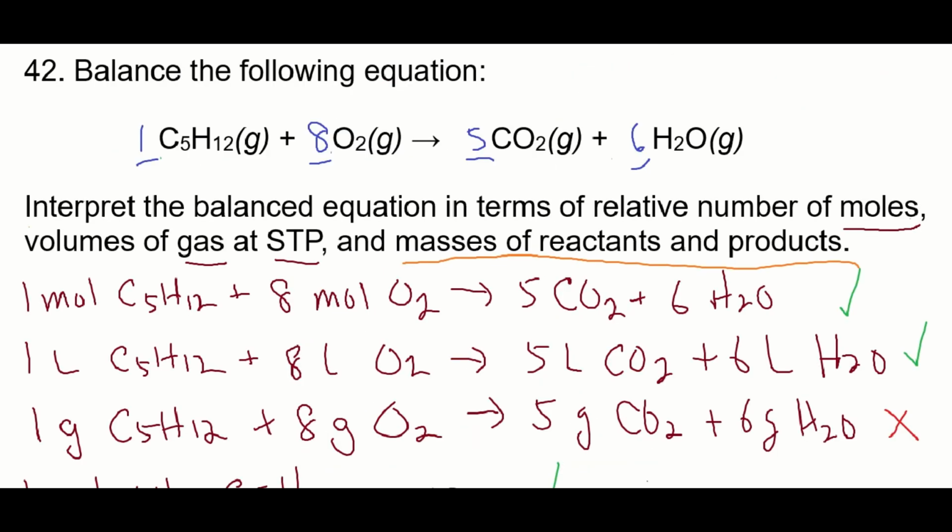And those are all the ways I can think of at this time in terms of how you would interpret a balanced chemical equation. Probably the most common way, if you're doing stoichiometry, is going to be interpreting these coefficients as moles. And then if you're working with gases, they can be volumes.